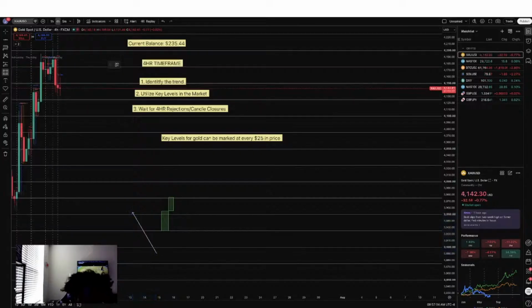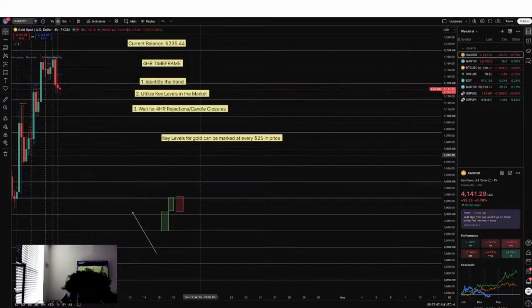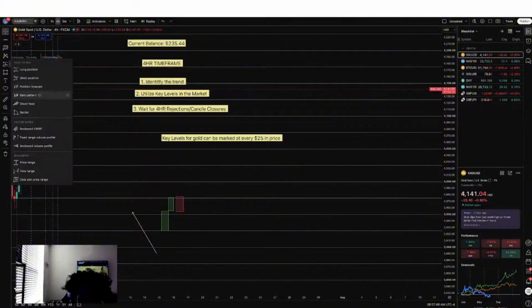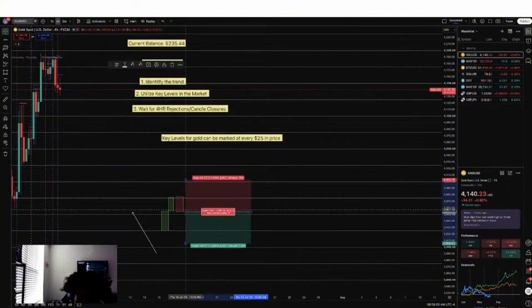A rejection will then be a red candle going the opposite way, right? And then you'll see, after that rejection of a specific area, zone, or level, we have the closures for our rejection. The next candle, you'll see something like this. This is how our entries will look.